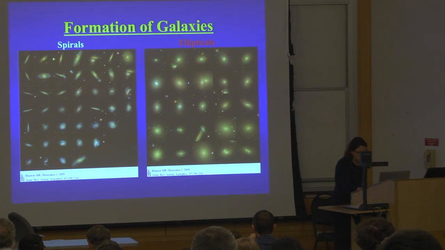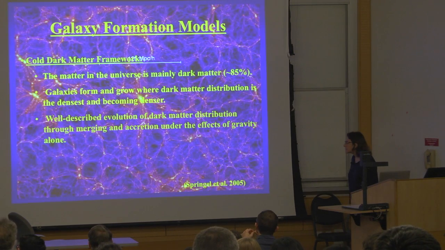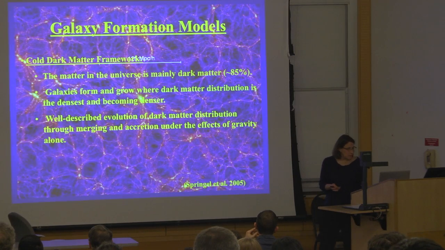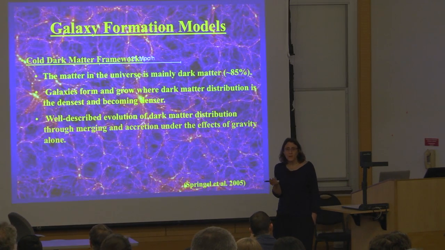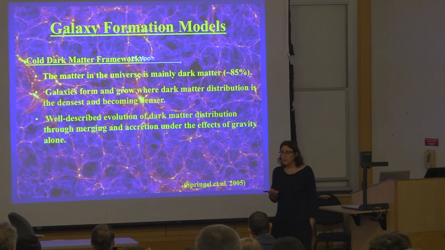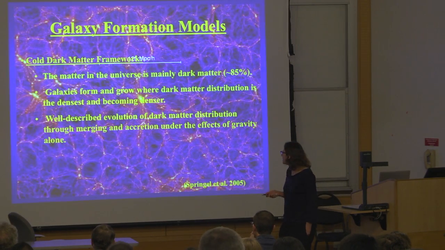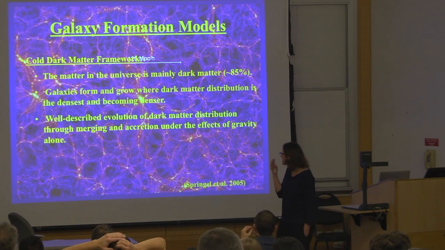And so we can try to understand the formation of galaxies using what we call the lambda CDM, cold dark matter, framework. According to this framework, the matter in the universe is mainly composed of dark matter. 85% of the matter in the universe is dark matter, not the baryonic matter that we're familiar with. And the idea here is that galaxies form and grow where the dark matter distribution is the densest and becomes denser as time goes forward.